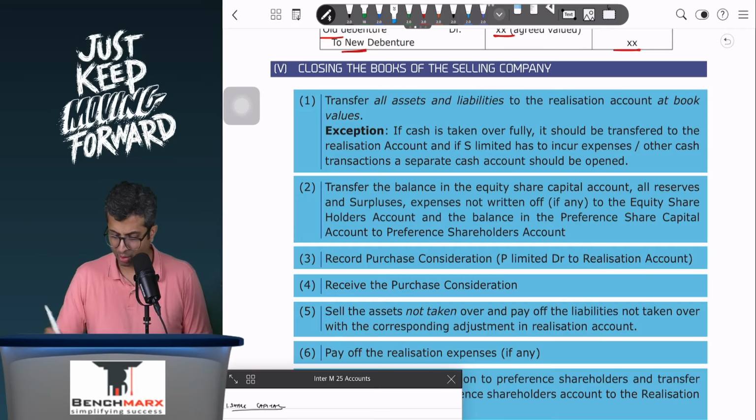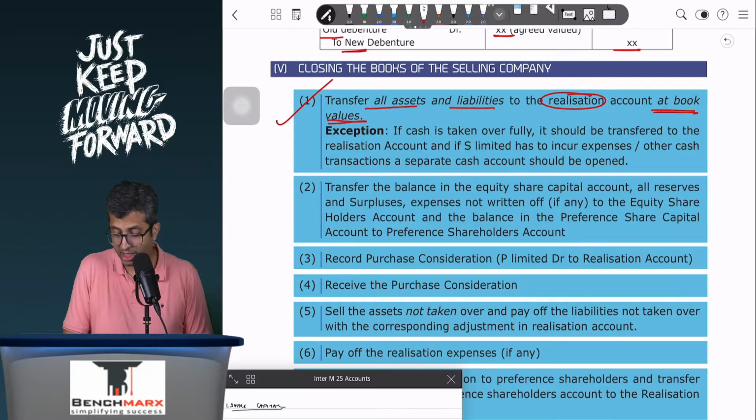So at the beginning, what you will do is, in step number 1, to close the books of accounts, you will transfer all assets and liabilities to the realization account. At what values? Book values. Some students make a mistake over here. They transfer it at fair values, in which case your ledgers will show negative balances in certain cases.